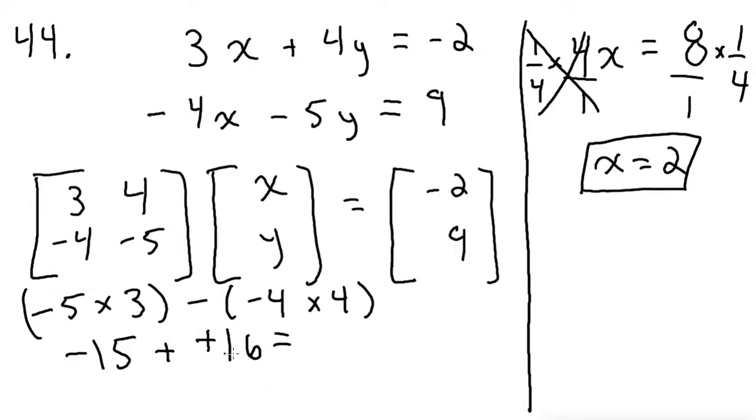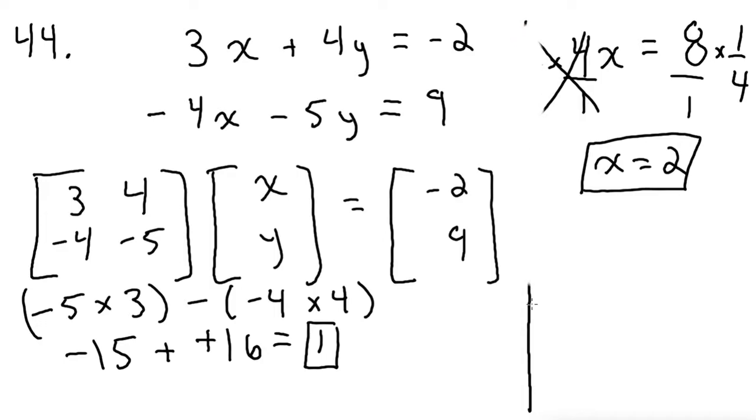If you want to change the signs to visualize it a little bit better, you can do that. So if we have addition now, we have a -15 plus a positive 16. So what I'm going to do is just do -15 plus 16. That will be a positive 1. So the determinant of this matrix is going to be a 1.